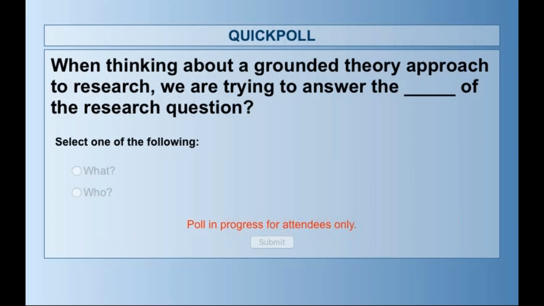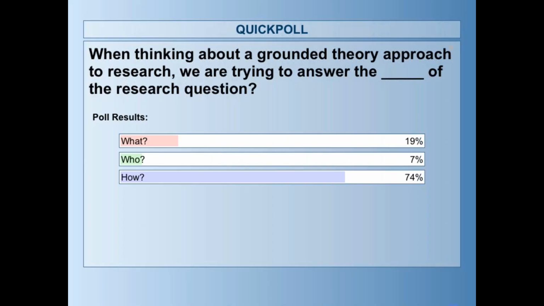Poll question number 4. When thinking about a grounded theory approach to research, we are trying to answer the blank of the research question. All right, let's see, we're getting close. We're locked in. We're asking the how at 74%, the what at 19%, and the who at 74%. Well, let's see, what are we trying to answer?